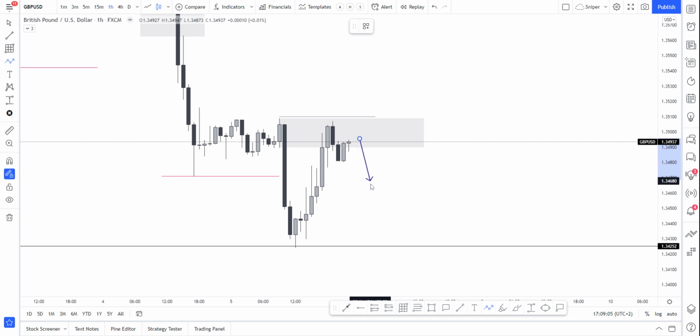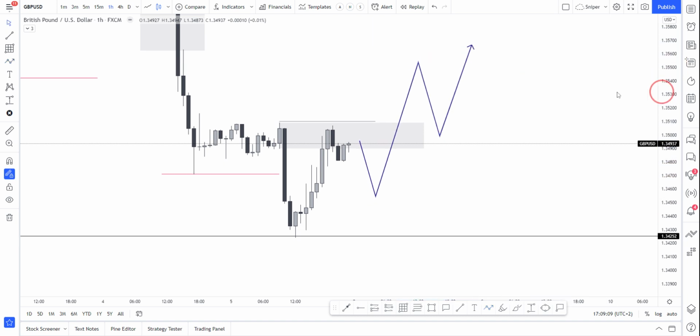I'll just say we want to see perhaps a pullback, continuation up, something like this.